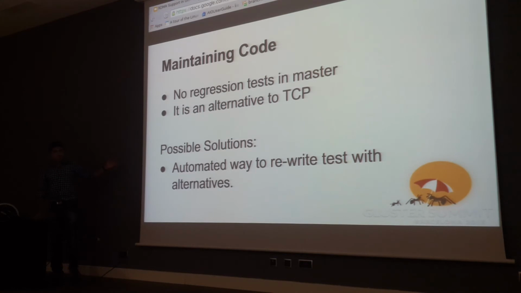We saw in the previous slides that out of 20 patches, we had only 3 which were fixing core RDMA protocol bugs, and the rest of it were bugs which got introduced later because people did not care about it. So I still don't have the answers on how to fix this, but I have been thinking on how to make some automated mechanism to rewrite our Gluster test.